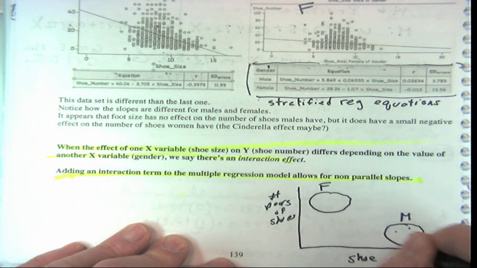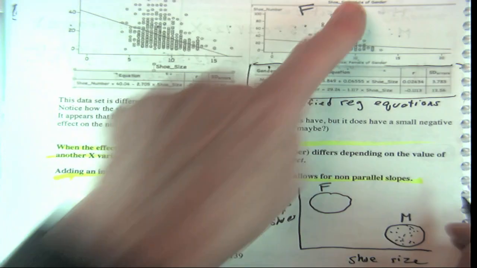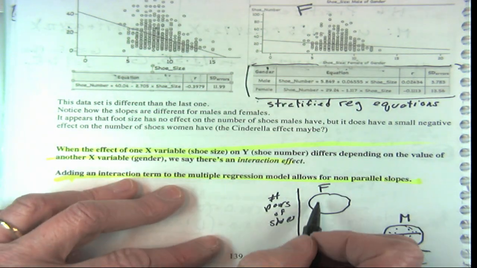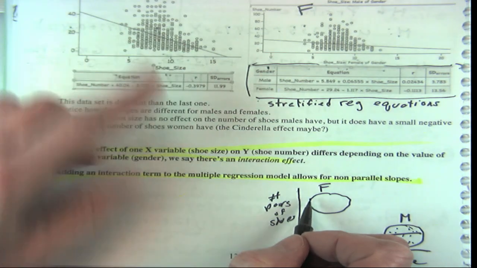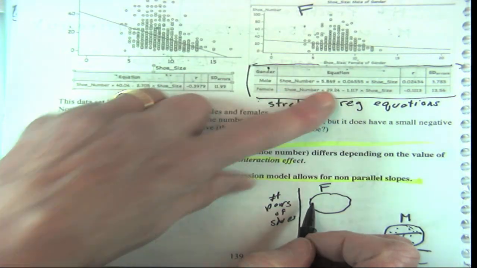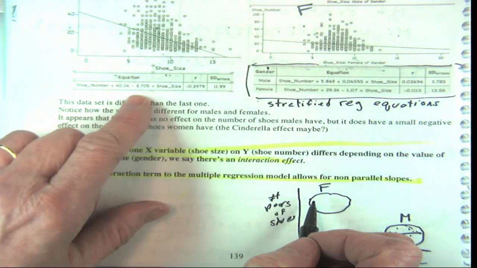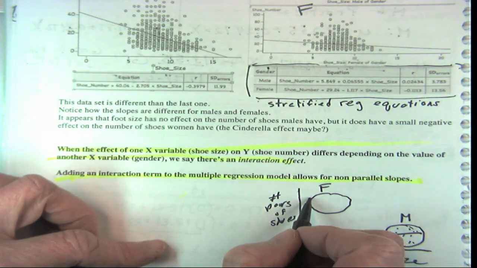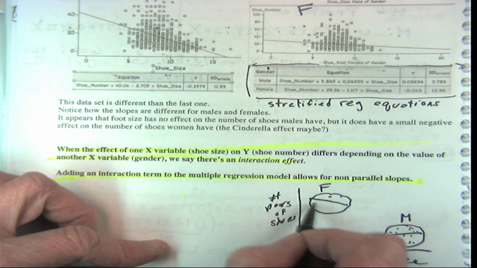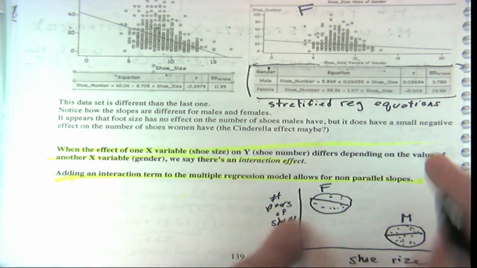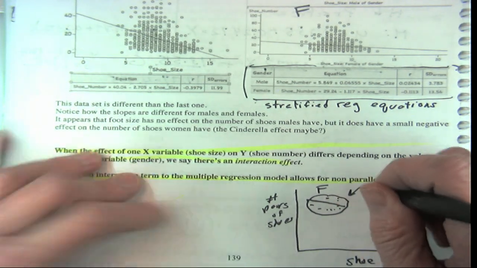And with males, there's nothing. There's basically no slope. It's very, very flat. But with females, there's a slight negative slope, not as big as this one, negative 1.17, not negative 2.7. We see it, and they're different. This is a small negative slope.